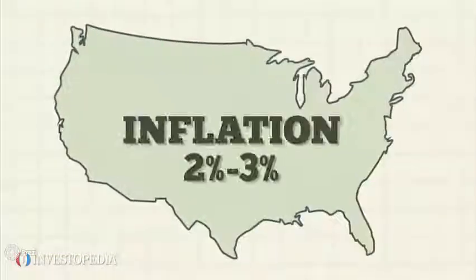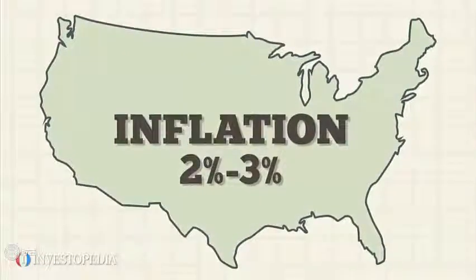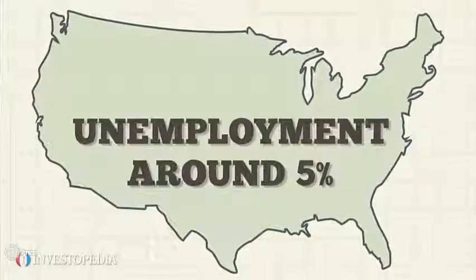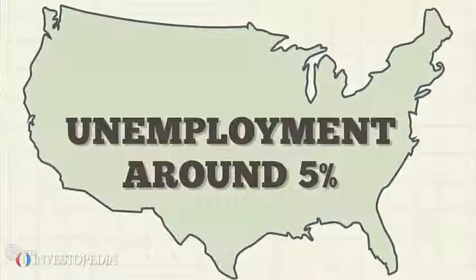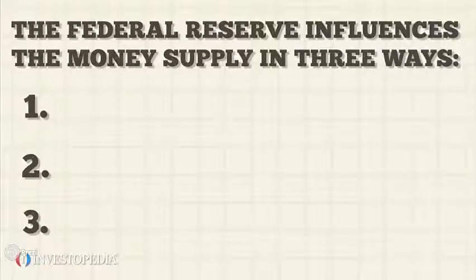growth. Ideally, inflation is 2 to 3% annually, which keeps prices stable. The Fed also tries to keep unemployment low, around 5%. The Federal Reserve influences the money supply in 3 ways.